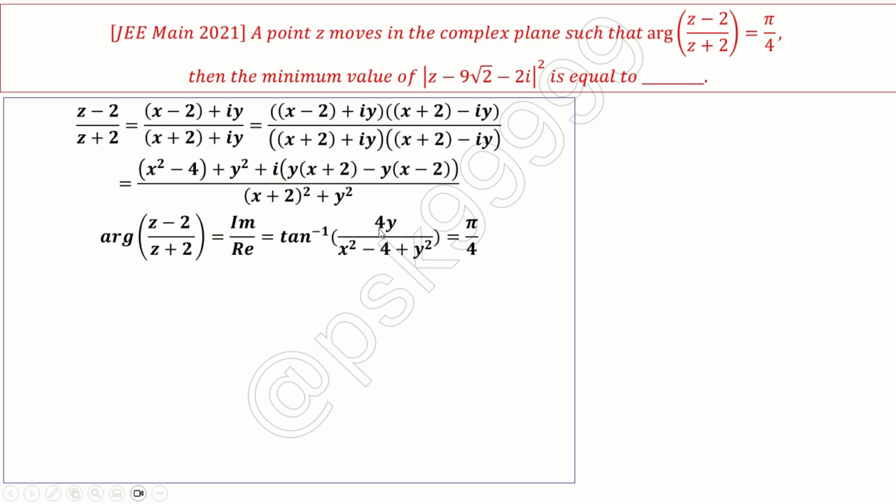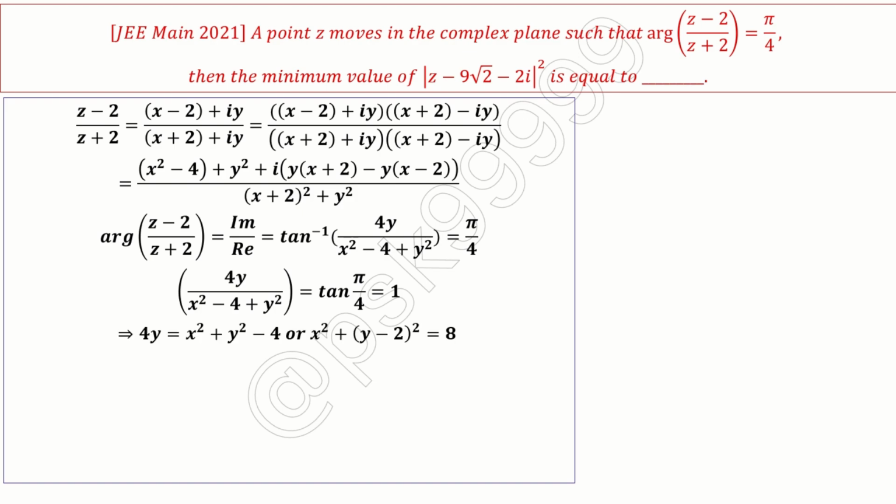So 4y is the imaginary part here. You have a denominator, but the denominator will get cancelled here anyway, so ignore this. Divided by x square minus 4 plus y square, this value is equal to pi by 4. This is what is given. So if I take tan to the other side, what I will get is 4y divided by x square minus 4 plus y square equal to tan of pi by 4, which is equal to 1.